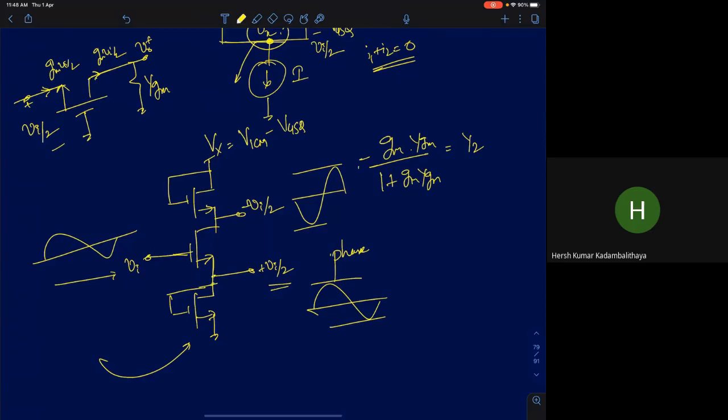On the lower side, you can see it's like a common drain amplifier with a 1 by Gm load. On the drain end, it's going to look like a common source amplifier with source degeneration. So you will get a voltage of minus Vi by 2. The problem here is that the DC common mode is different anyway. The DC common mode is different for both. Do you see any other problem with this? Can I use this as a purely differential output? Do you see any problem with this?